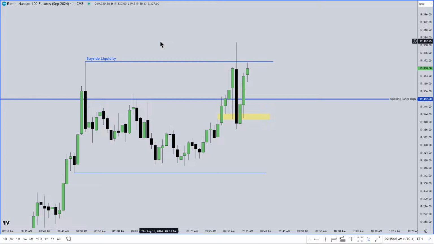You want to take and annotate that, Caleb, and have how much time it took to run. Obviously, it doesn't take much. It's like 1 minute. How much heat was on that fair value gap? 0. And then there's immediate run to liquidity.